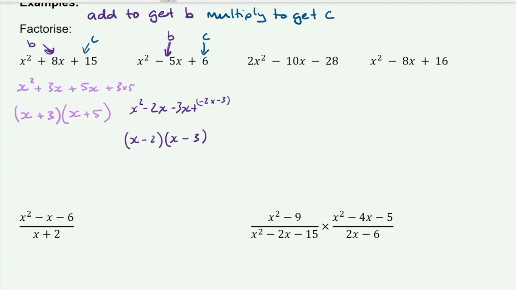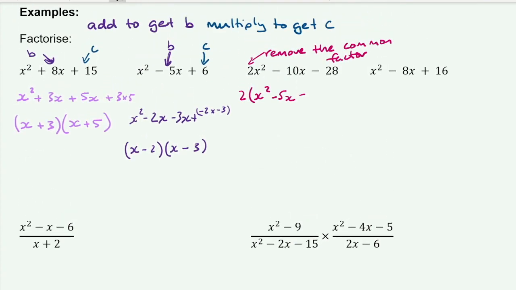This next one, it's not exactly a monic trinomial because there is a coefficient for x squared. So what we're going to do here, we're going to remove the common factor. So this is going to be 2 outside of x squared. Now if I divide minus 10 by 2, I'm going to get minus 5. And there's our b number, minus 5. And if I divide minus 28 by 2, I get minus 14. And there's our c number. So forget about the 2 for the moment. And let's just worry about what's inside that bracket.